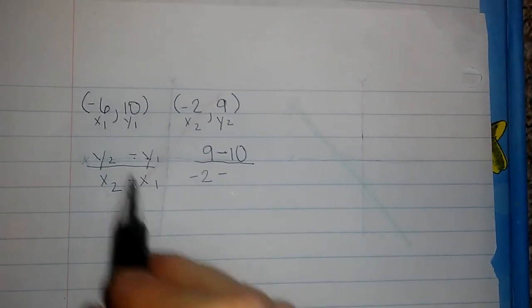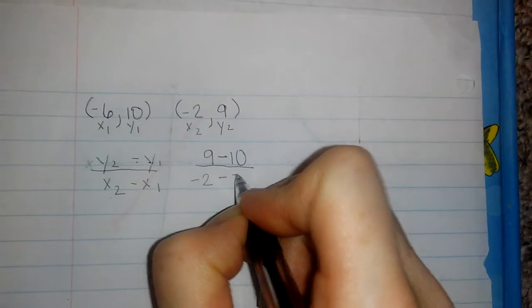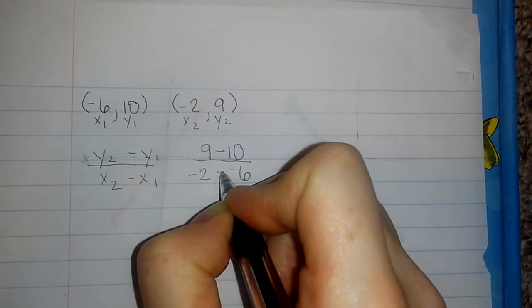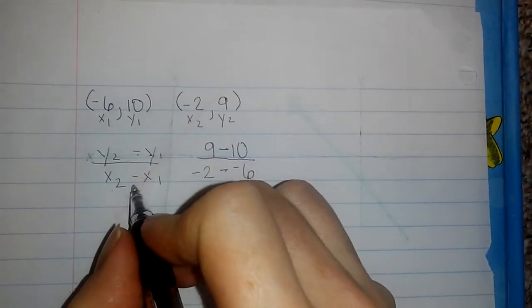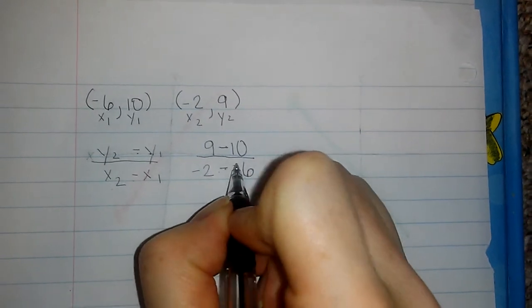Take away. And our x1, which is a -6. Remember, again, you put that -6. This is not a negative. This is our subtraction from our formula. Take away -6.